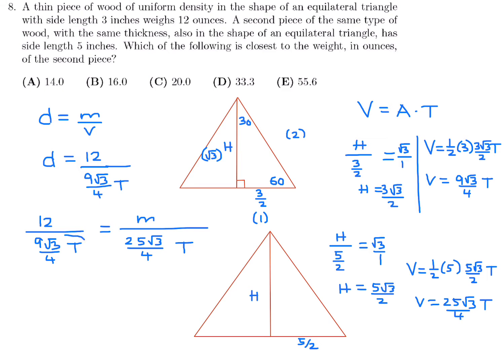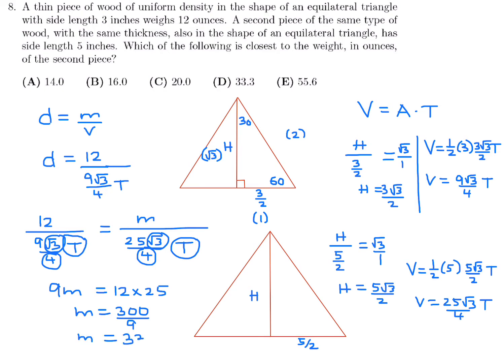Well, a lot cancels. The t's cancel, the root 3's cancel, the 4's cancel. So cross multiplying, I have 9m and 12 times 25. So m looks like 300 over 9. And that is what? 100 over 3, which is approximately 33.33. And therefore, number 8, the answer is D.